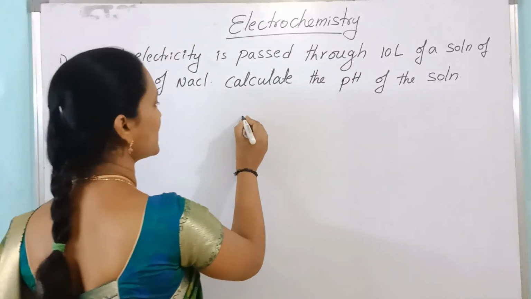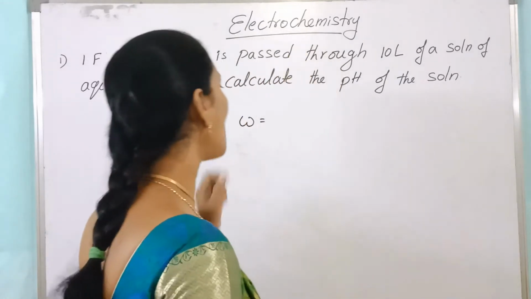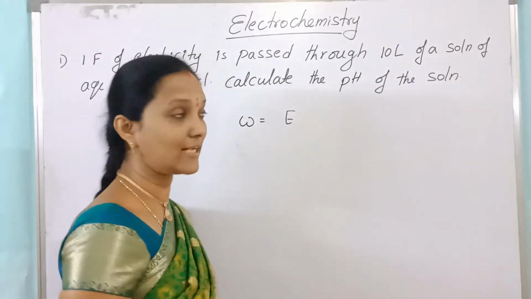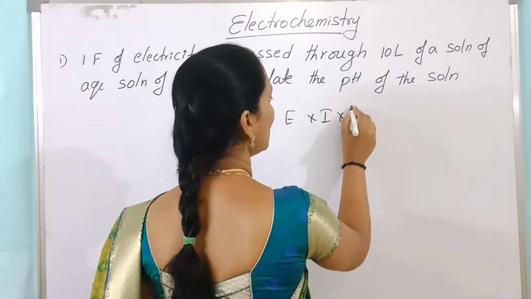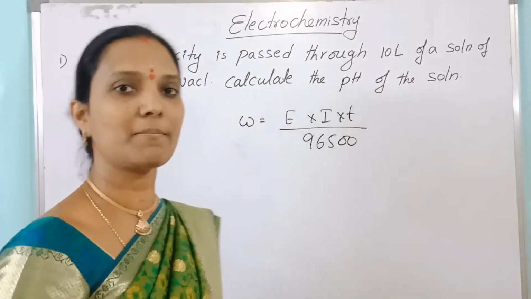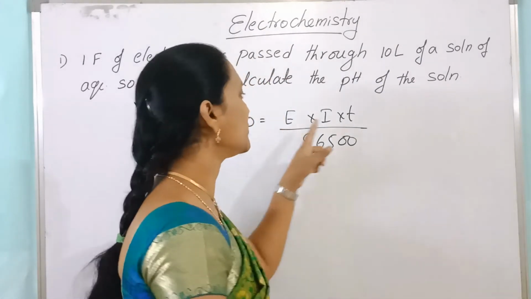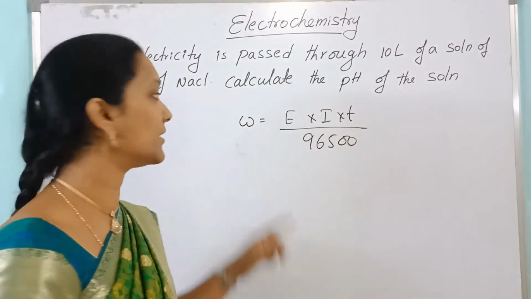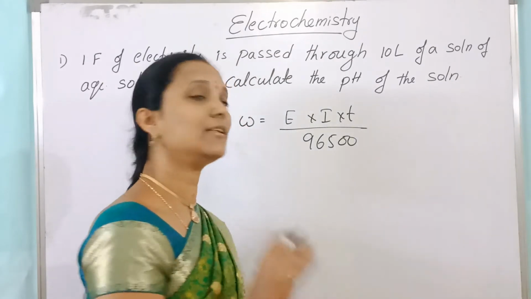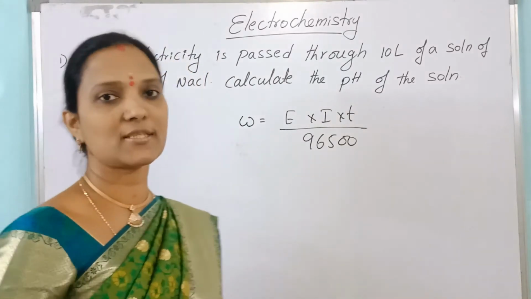Based on Faraday's first law, they will ask us to calculate the amount of substance deposited or liberated. So how to calculate this amount of substance deposited? W is equal to equivalent mass of that element into I into T by 96,500. Okay, this is one formula to find the mass of substance deposited or ions discharged: E into I into T by 96,500. Here E is equivalent mass, I is current in amperes, and T is time in seconds. Just we have to find the mass of the substance.